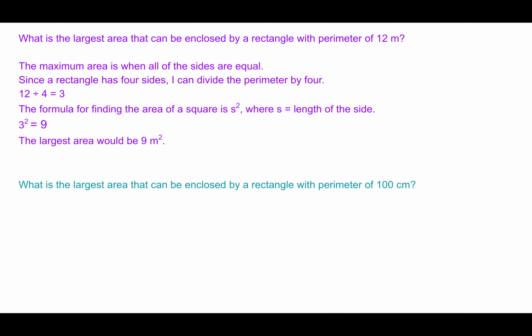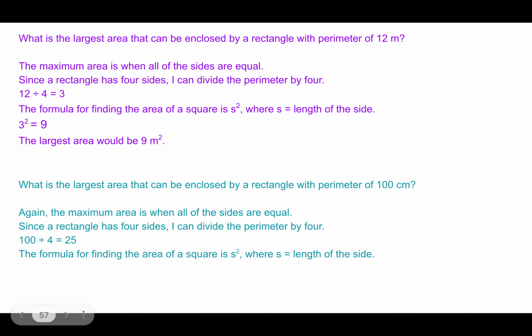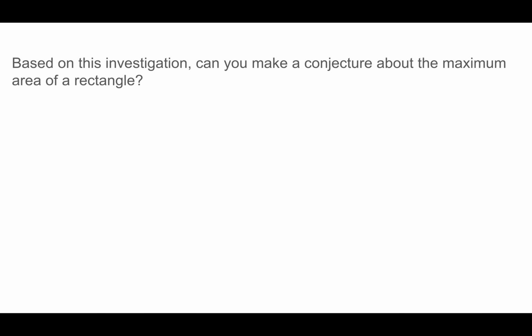Let's try another one. This time we want the largest area for a rectangle with a perimeter of 100 meters. We're going to solve it the same way. So again, maximum area, all the sides are equal. We know the rectangle has 4 sides, so we divide by 4. So the perimeter, which is 100, divided by 4 is 25. That means each side of the square is 25. And the area of a square is s squared, so 25 squared is 625. So the largest area would be 625 squared meters.